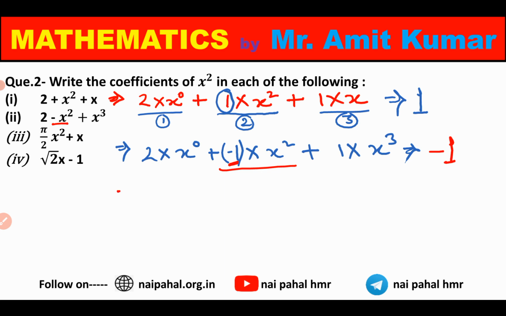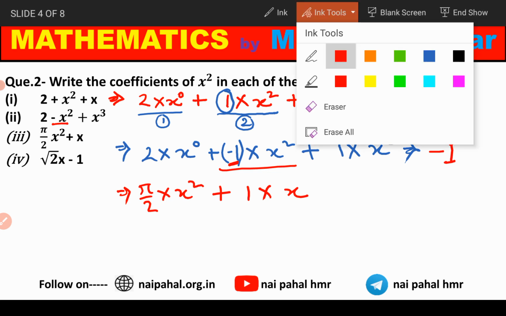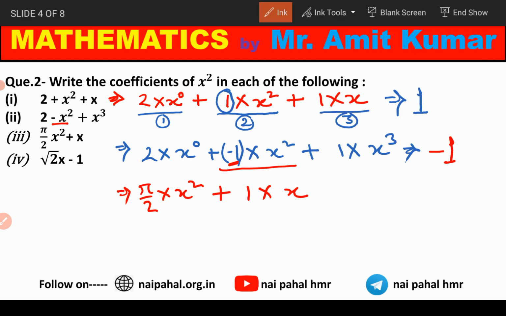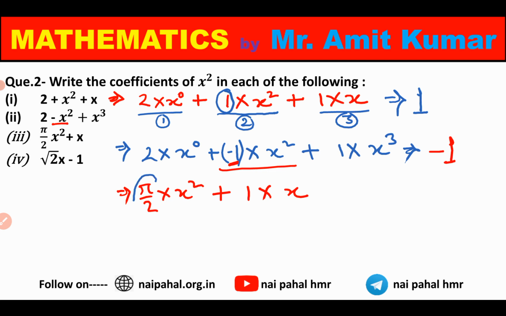For the next case, we have pi upon 2 multiplied with x square plus 1 multiplied with x. In that case, what we have with x square is pi upon 2. So pi upon 2 will be our coefficient.